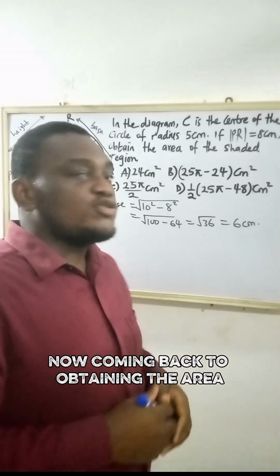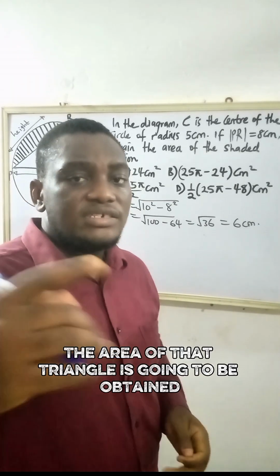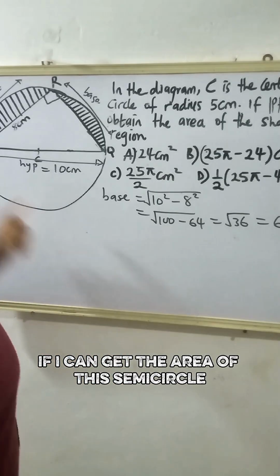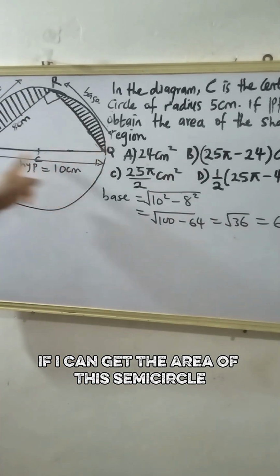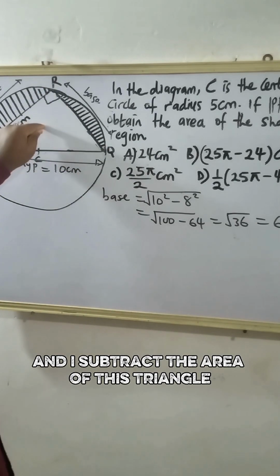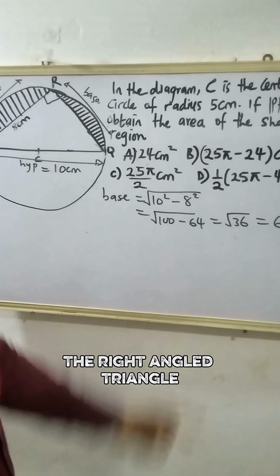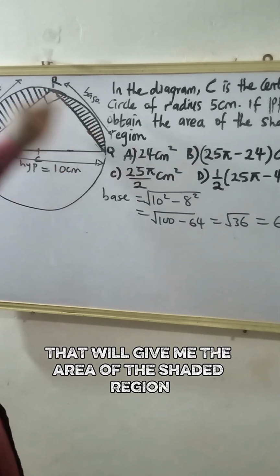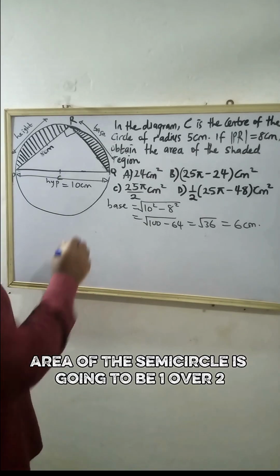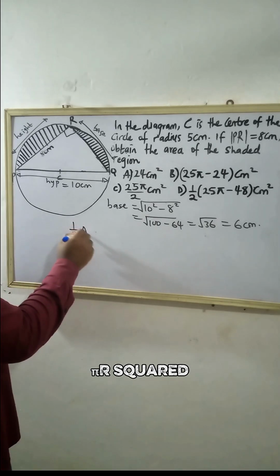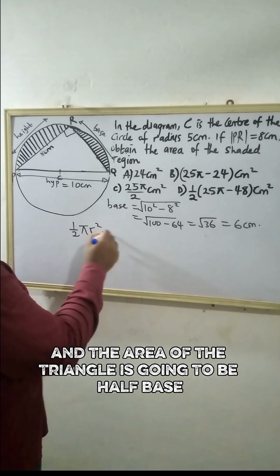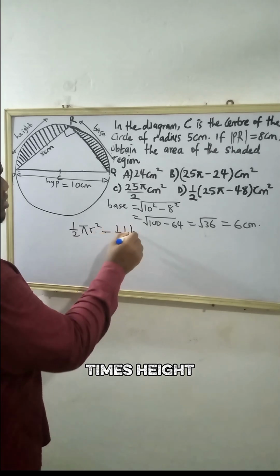Now, coming back to obtaining the area. The area of the shaded region is going to be obtained if I can get the area of this semicircle and I subtract the area of this triangle, the right angled triangle. That will give me the area of the shaded region. So, doing that, the area of the semicircle is going to be 1 over 2 pi r squared. And the area of the triangle is going to be half base times height.